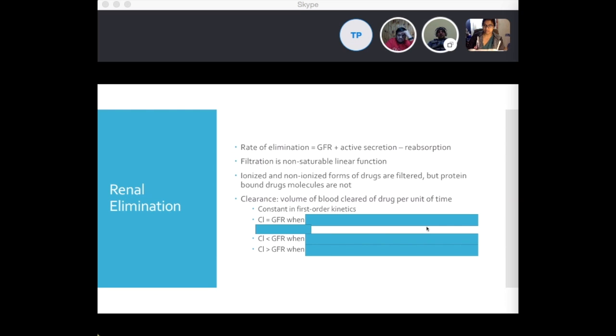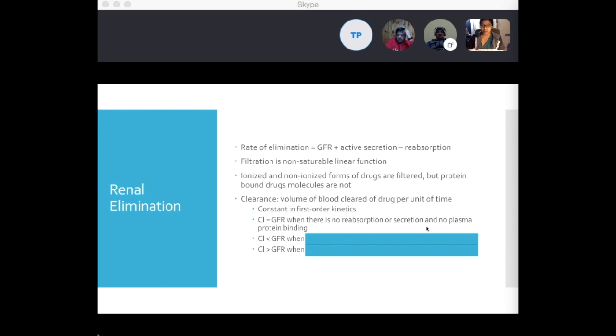The amount of secretion and reabsorption are equal and negate each other? It's not getting eliminated? Yeah. So they're either equal or there's no net resorption or secretion happening. And also, no plasma protein binding, apparently.